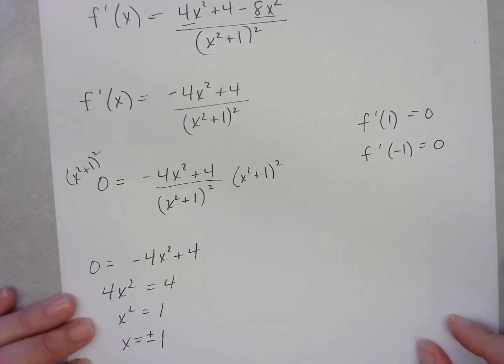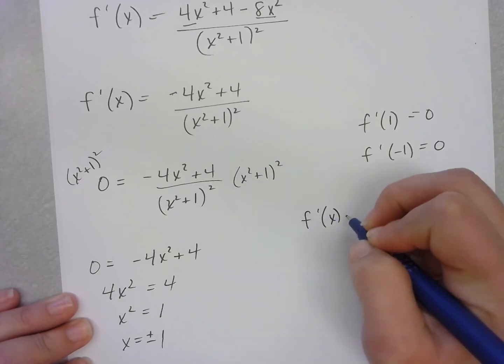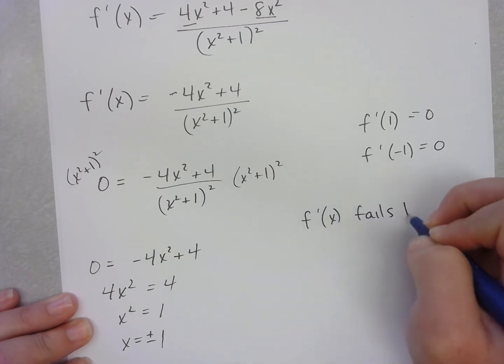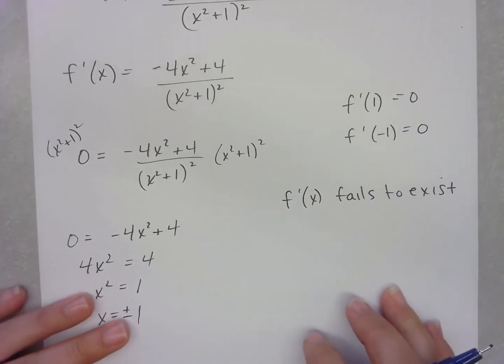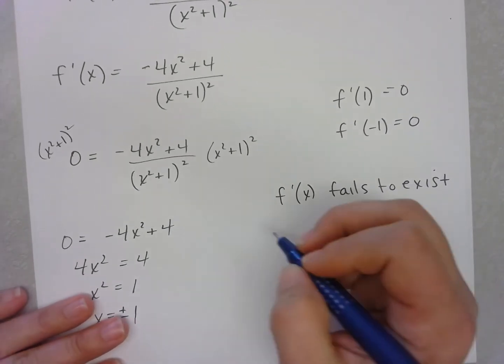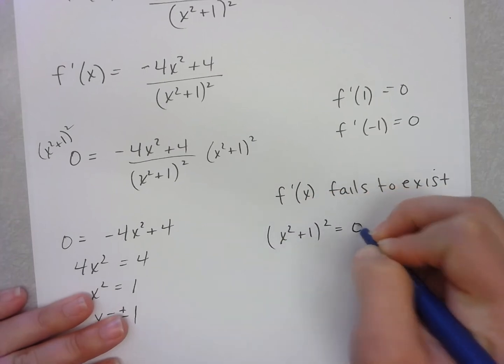All right, so then I also want to find where f prime of x fails to exist. And it will fail to exist when I have 0 in the denominator. So that's what I'm going to look at. Can I make the denominator 0? So I have x squared plus 1 squared equals 0.